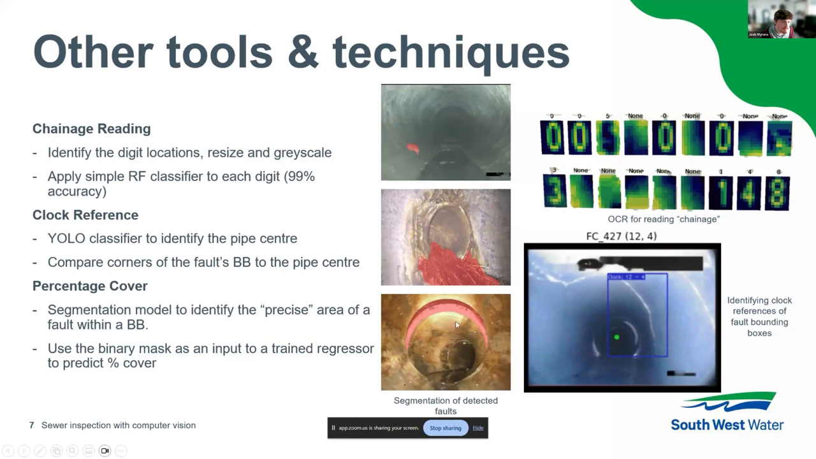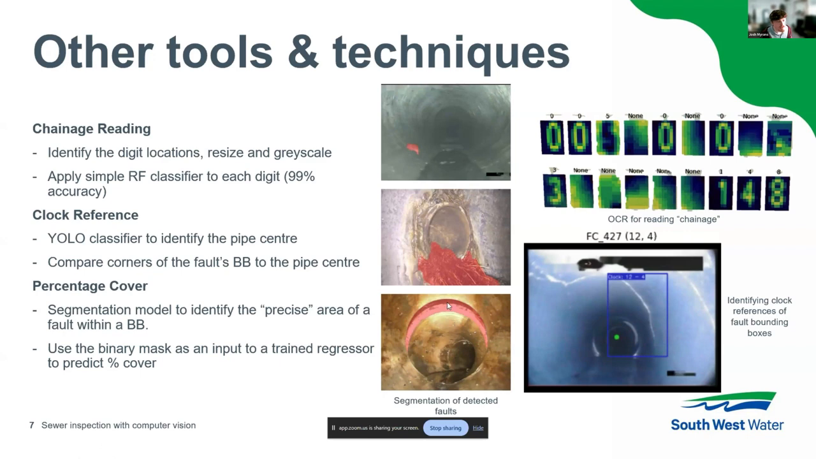But say with root intrusions or displaced joints, now you have a percentage of that surface, of that cross-sectional area of that pipe, that it will cover, and so you can use a trained regressor model to identify exactly what percentage that covers. Again, this is really important for identifying the difference between different faults.